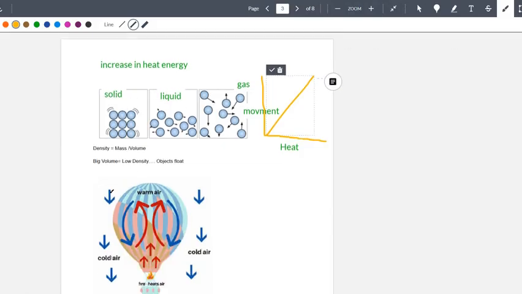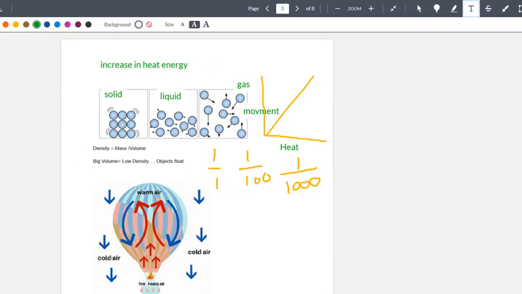Let's go over this one right here. Which is bigger, 1/1 or 1/100 or 1/1,000? If you guess 1/1, you are correct. 1/1,000 is a very small number. What I need you to remember is this cause and effect statement, and I'm going to shift to blue.